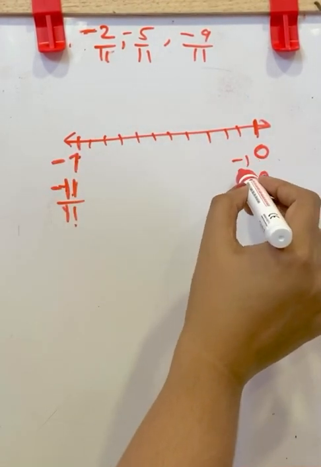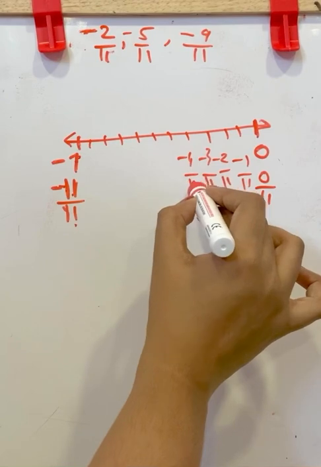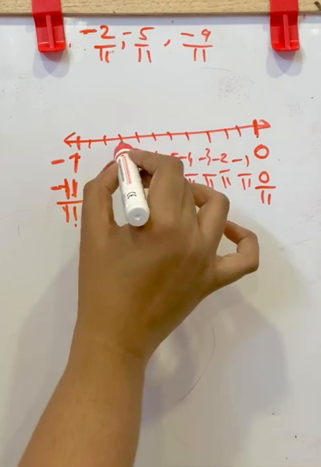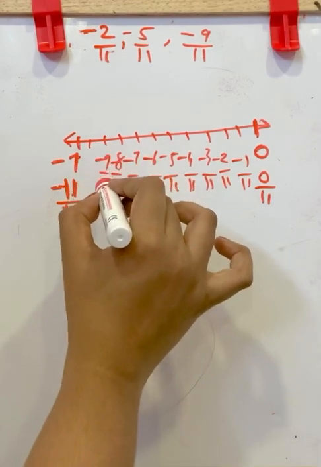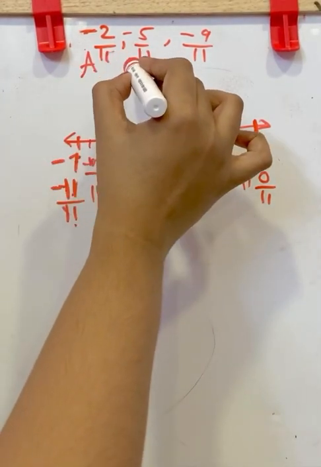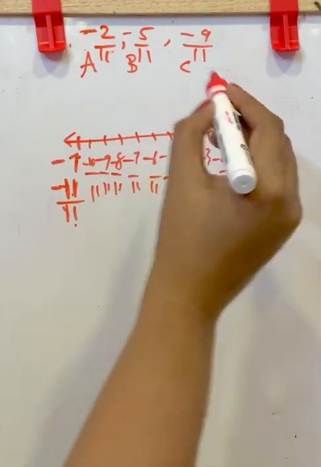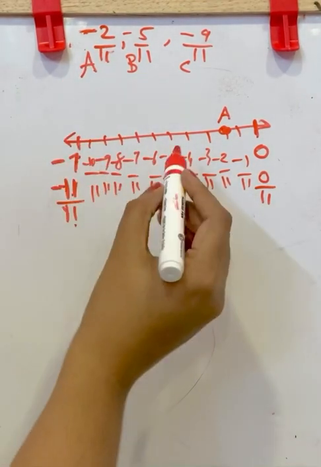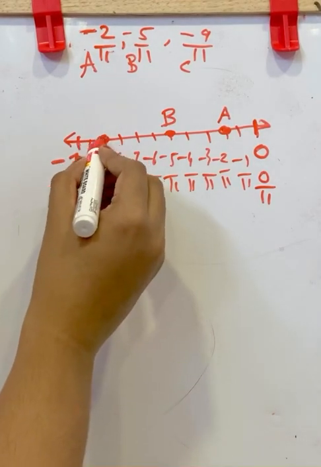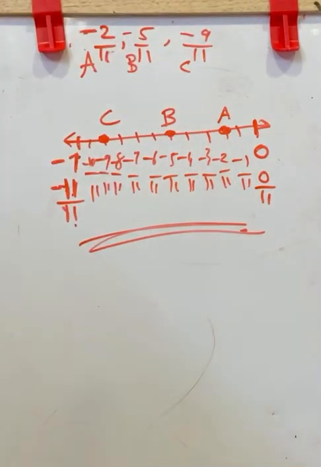Now we can write negative 1 by 11, negative 2 by 11, negative 3 by 11, negative 4 by 11, negative 5 by 11, negative 6 by 11, negative 7 by 11, negative 8 by 11, negative 9 by 11, negative 10 by 11. Now we will name these as A, B, C. A is negative 2 by 11, that is this point A. Negative 5 by 11 is B. Negative 9 by 11 is C. This is the number line which represents these rational numbers.